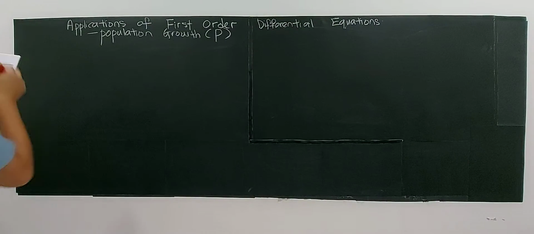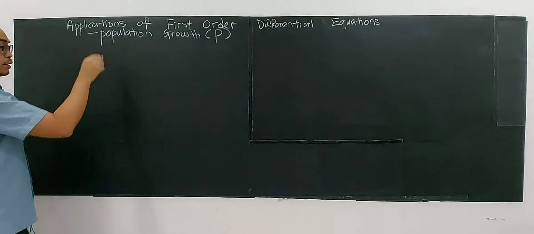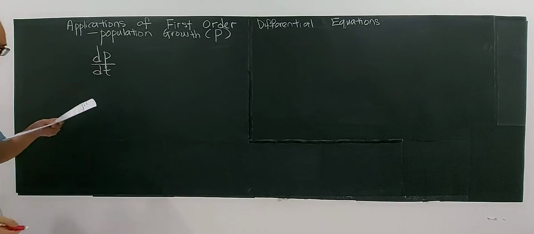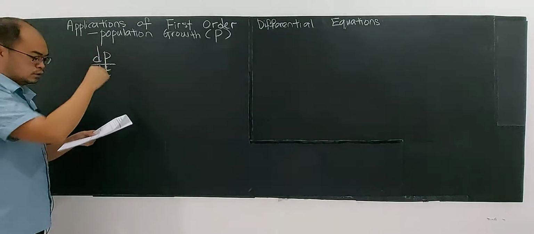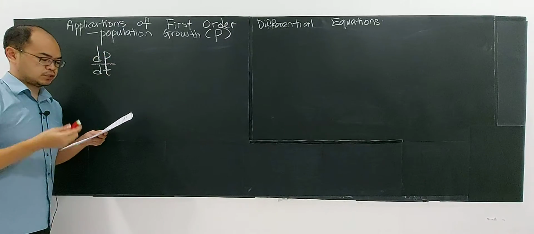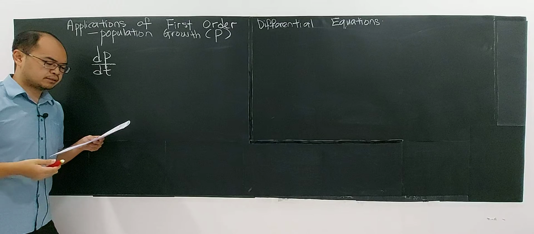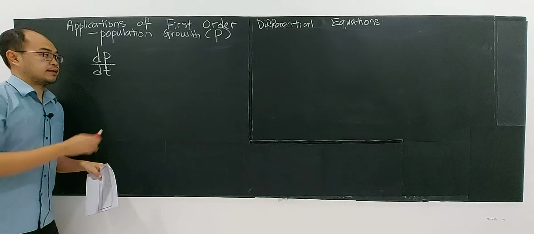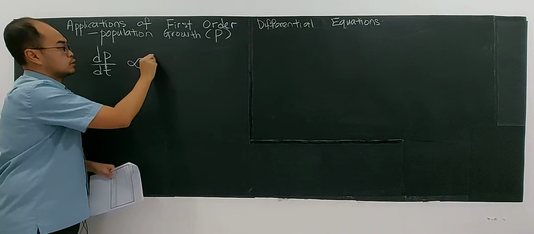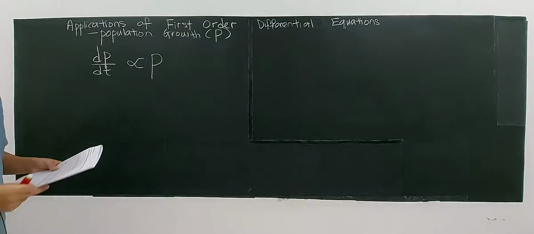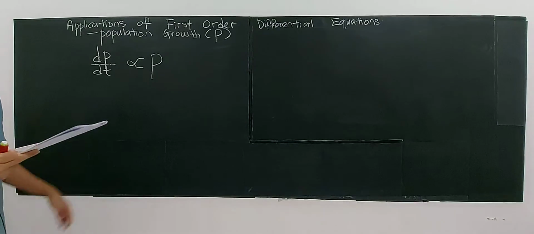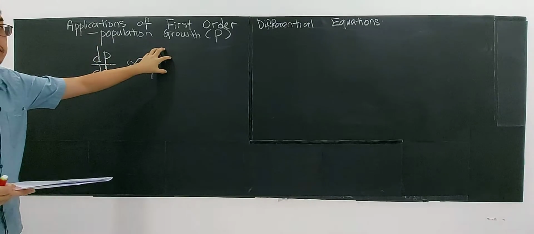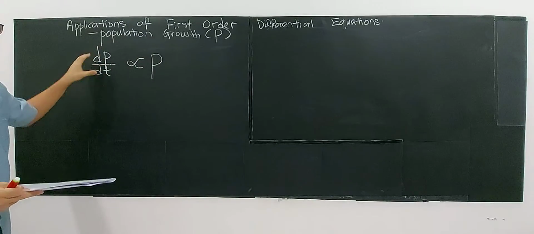Let's look at this question. It says that the population of the certain bacteria grows at a rate. You can use P for the population of the bacteria. This is the rate of change. It means that the rate of growth of the bacteria is proportional to the total population of bacteria at that time. At that particular time, they are directly proportional, meaning the more the bacteria, the more the rate of growth.